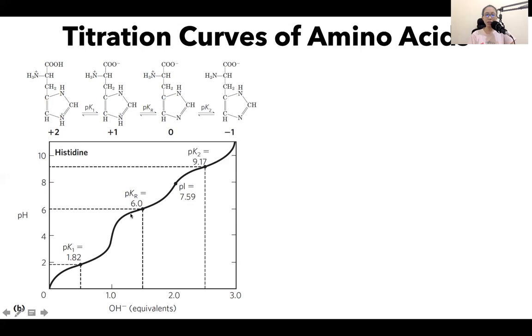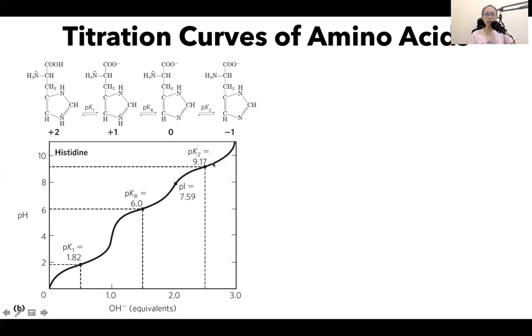So we see again a buffer region. In this buffer region, we determine the value of the pK for the side chain. This is the second dissociation reaction. So we have the two components, the form that has a charge of +1 and the Zwitter ion. As we continue to increase the pH, we observe a slight change in pH. So this is still an inflection point.